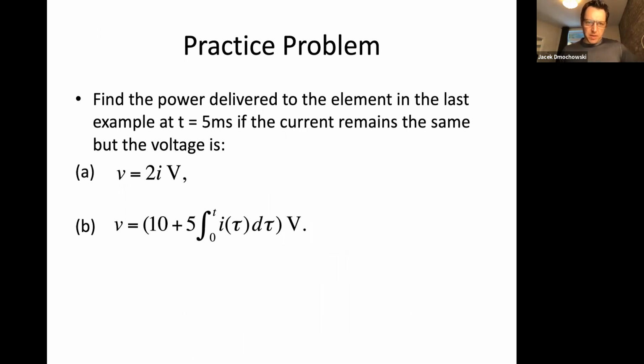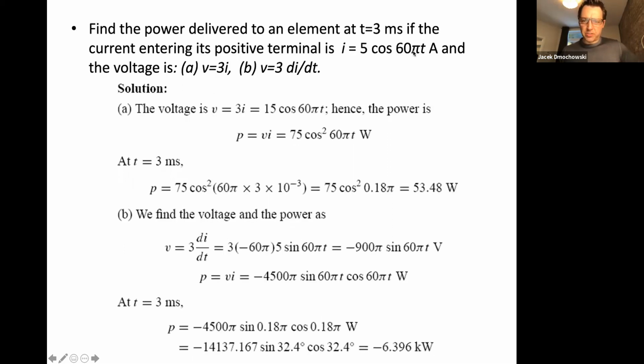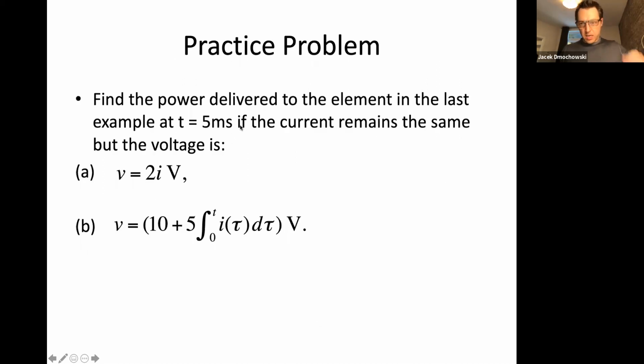Okay. Another practice problem here. Find the power delivered to the element in the last example. So in other words, i is still equal to 5 cos 60 pi t amps. The current remains the same, but the voltage is now 2i. So I have my expression for current, that 5 cos 60 pi t. And now I'm given that voltage is equal to 2 times i. So what do I do here?